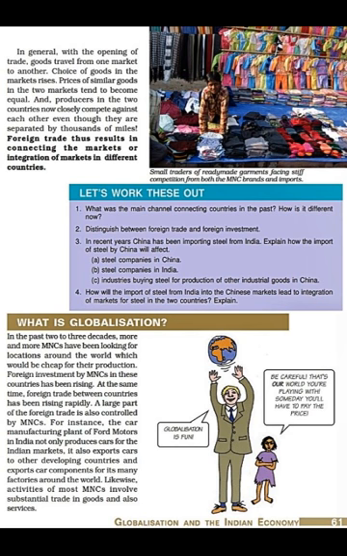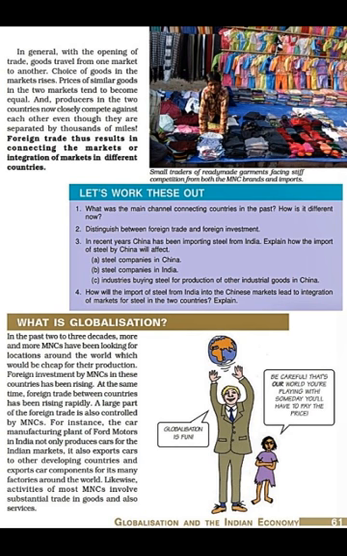So foreign trade thus results in connecting the markets. We have seen that foreign trade has connected the markets, and has integrated the markets of different countries also. Now comes the topic: what is globalization?